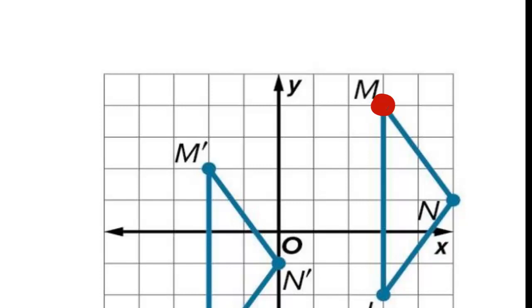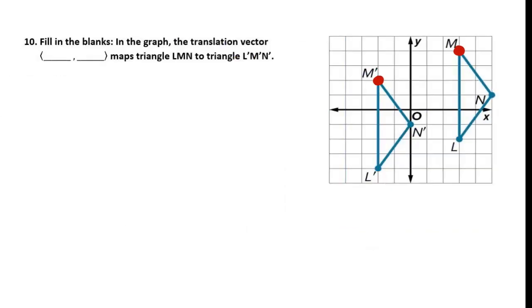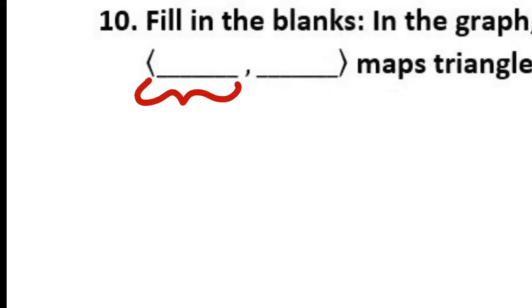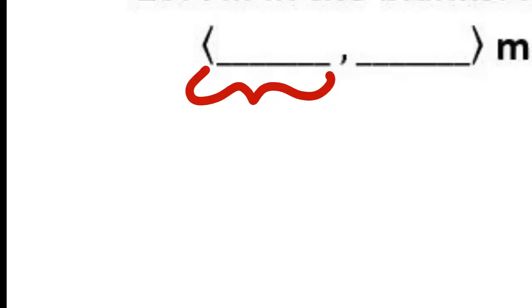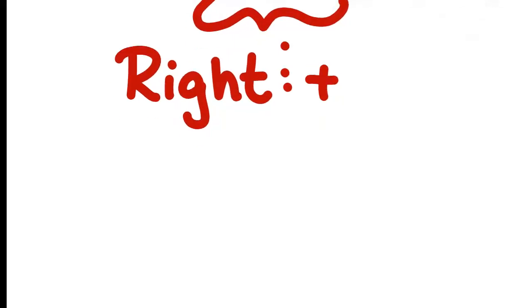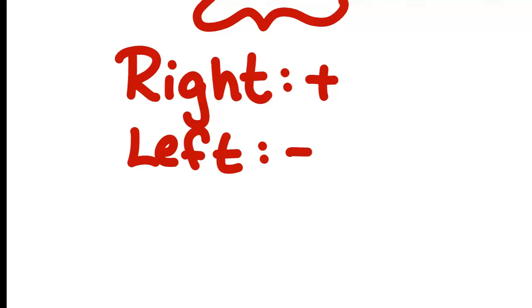Whichever one does not have the prime, that's the point that I'm starting at, and I'm moving towards the one that has the prime with it. The first number in my translation vector is going to tell me about left, right, up, or down. Left, right. If I am going to the right, what kind of number will I see here? A positive. What about if I'm going to the left? Then it's going to be a negative number.